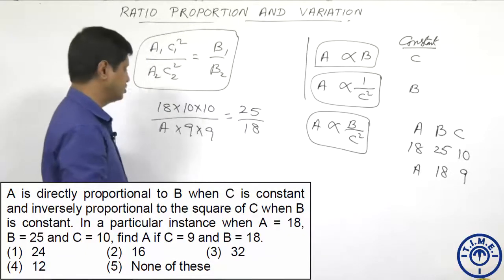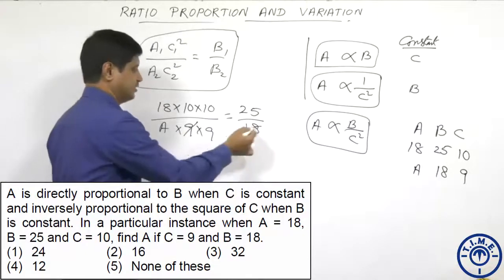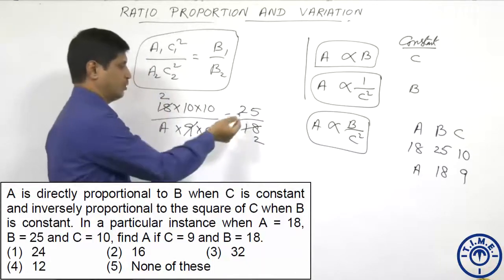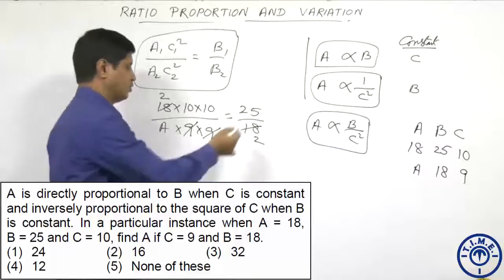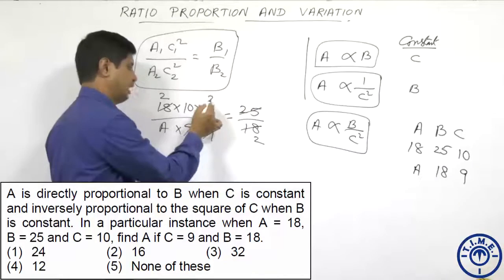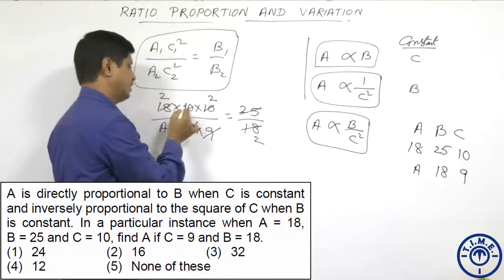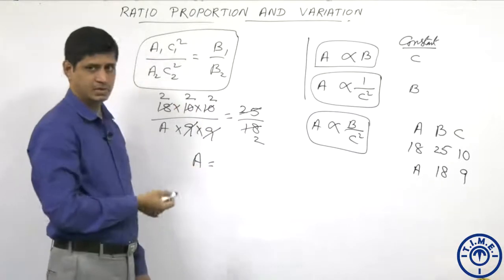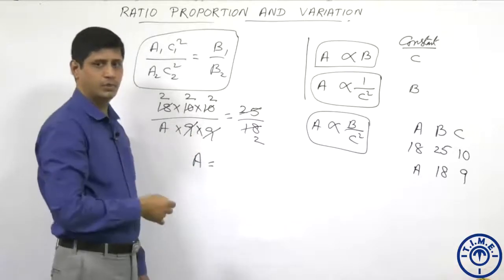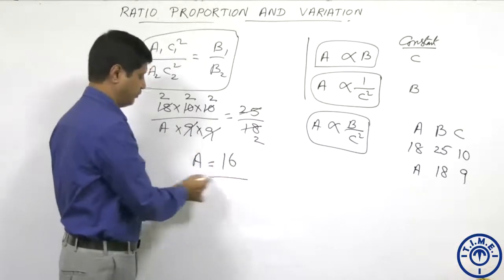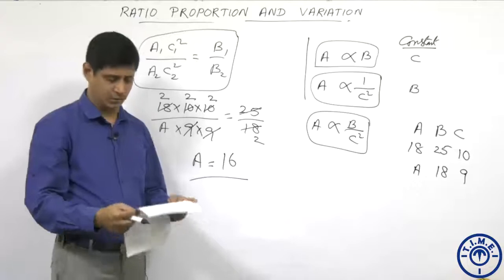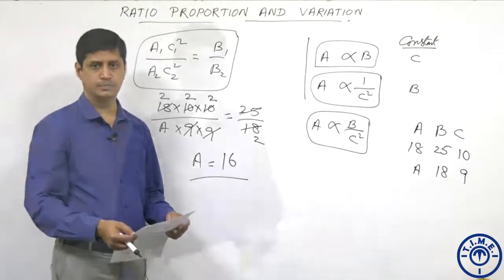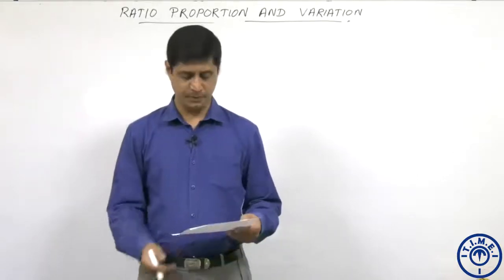Now, what is the cancellation here? 9 goes exactly 2 times. What about the other 9? Exactly 2 times. Now, 25 means 5 into 5. So, 5 here 2 times, one more 5 is there, so that 5 again 2 times. Now, what is the product of all the remaining numbers? 2 into 2, 4, 4 into 4 is 16. The value of A is 16. Now, the right choice for this question is option 2. Now, look at the next question.